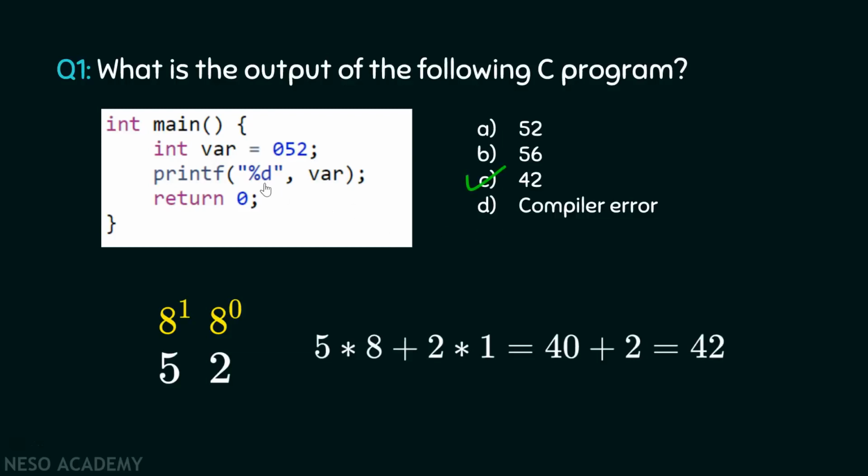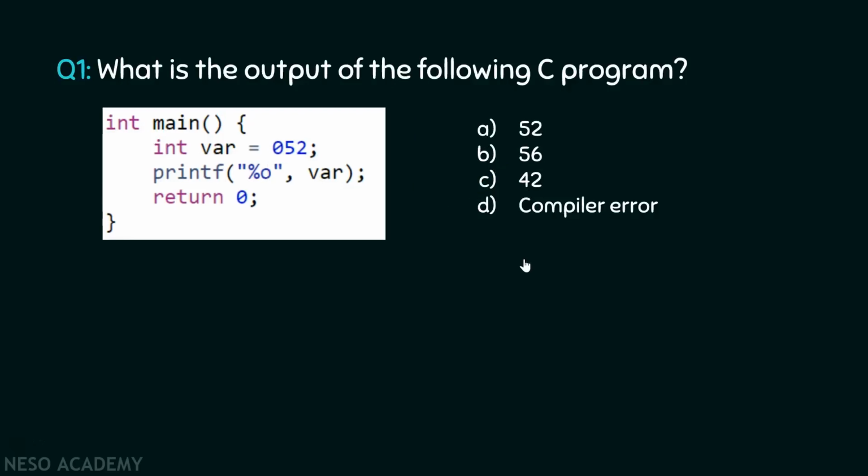We are trying to print a decimal value, right? And not an octal value. Therefore, we need to convert this octal value to a decimal value. And this is the conversion process we are performing over here. And this gives us the answer 42, which is the decimal value corresponding to the octal value 52. That is why answer is 42 and not 52.